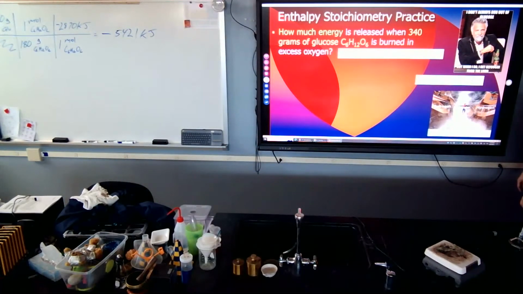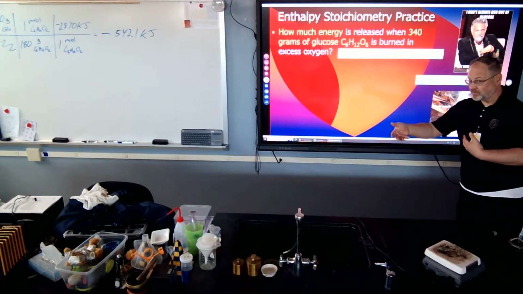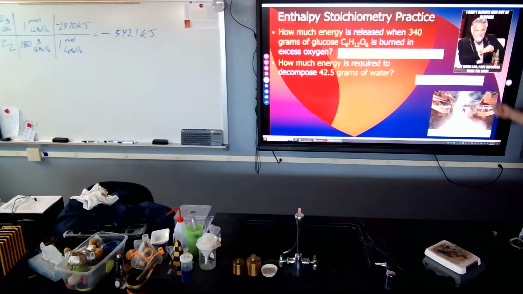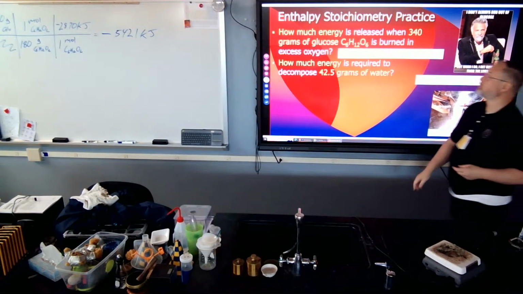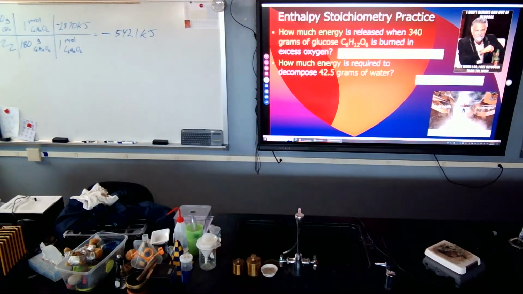KJ. Okay, now let's use the same process, but let's go backwards. There's your formula. Energy is required to decompose. Wait, didn't we already do this one? Oh, no. Wait, required? I'm waiting. That's the point. I'm going to wait while you do the exercise. So why do we have that formula?